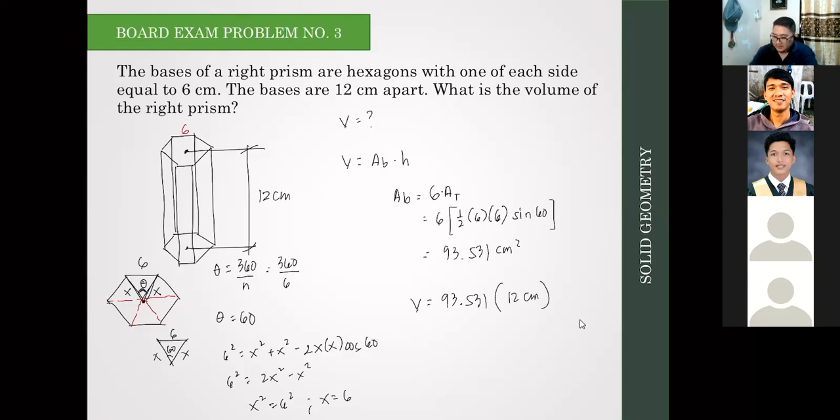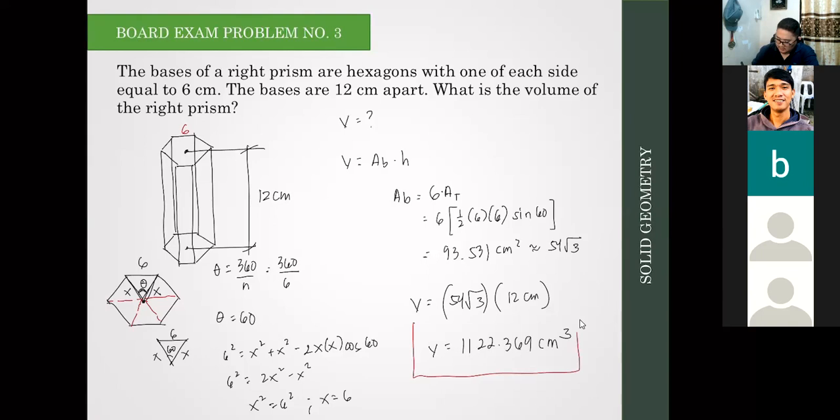Okay, let me check na lang ang calculation. Divide times 6. So, gawin ko tong rational, no? Gawin ko may radical sign para eksakto. 54 square root of 3. Okay? Okay, so yung volume natin will be 54 square root of 3 times lang ng 12. So that will be our volume, which is 1,122.369 cubic centimeter. Okay. So ito yung hinahanap nating volume for the given problem. Okay? Question po?